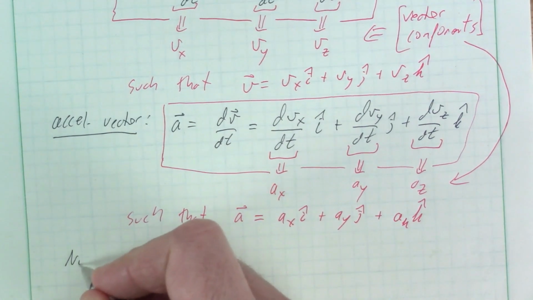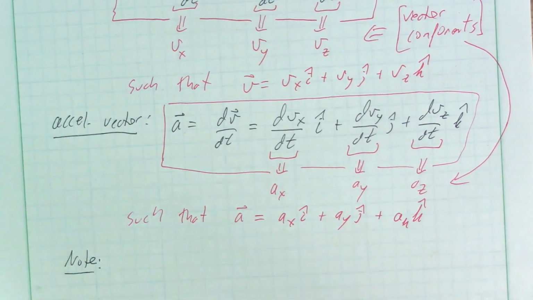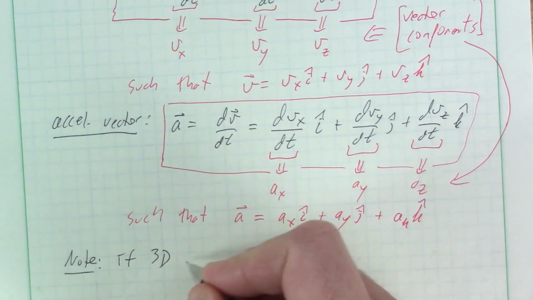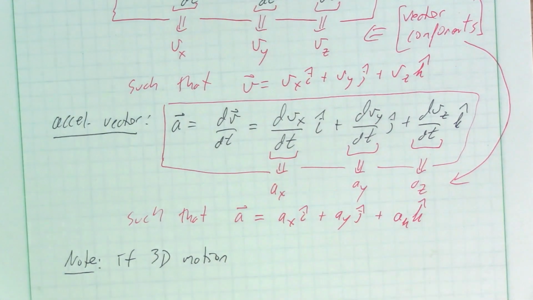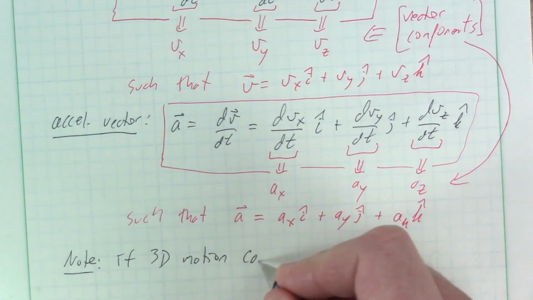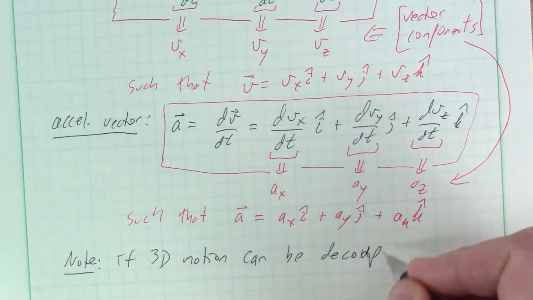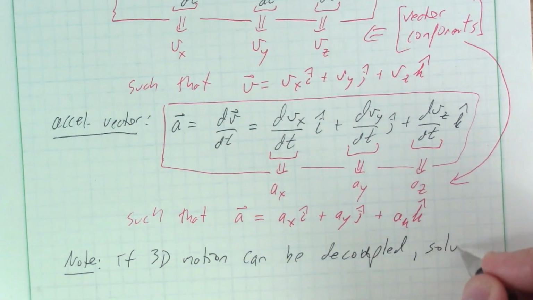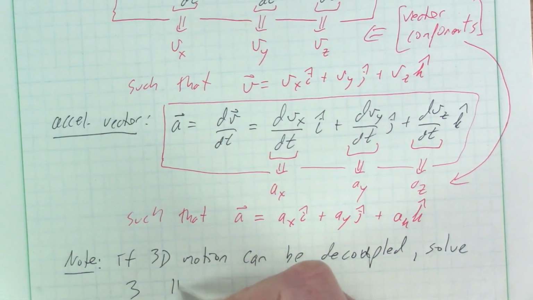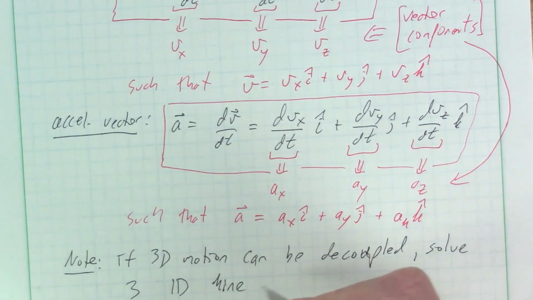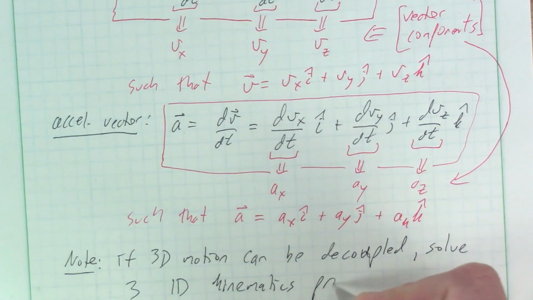Now, just one note here, because of how easy this was to go from position to velocity to acceleration. Oftentimes, if our 3D motion, again, we're in kinematics, we're just describing motion, how position, velocity, and acceleration compare, without talking about what's causing the acceleration, like the forces in the system. We will get to that, right? Note, if the 3D motion can be decomposed, decoupled, we often just solve three independent kinematics problems. Well, they might relate to one another, but they're not coupled together.